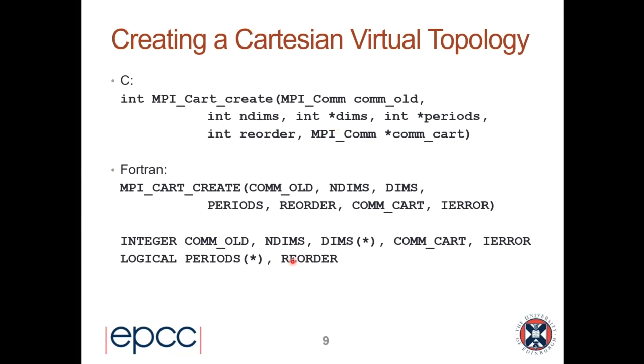In Fortran, just the same, except the periodic array and the reorder argument are true logicals, whereas in C they're just ints. So that's the way it works. Does anyone have any questions about that?